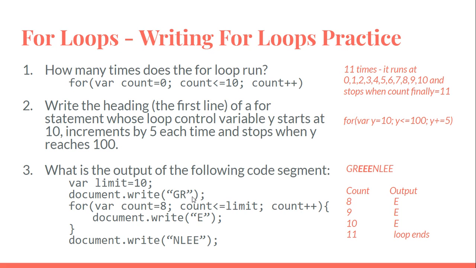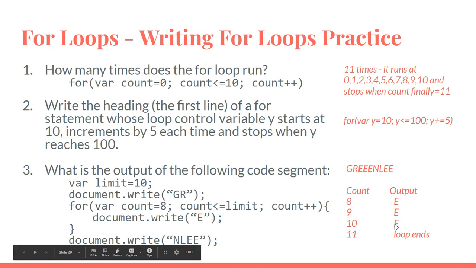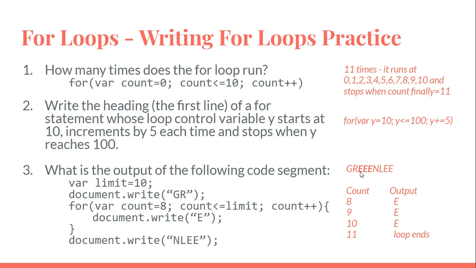And then finally, what's the output of the following code segment? Var limit equals 10. And then I'm going to output GR. And then I'm going to say for count equals 8, as long as count is less than or equal to 10, count plus plus, output an E. So it outputs an E at 8, it outputs an E at 9, it outputs E at 10. At 11, the loop ends, and then it outputs NLEE. So my output is GREEENLEE.